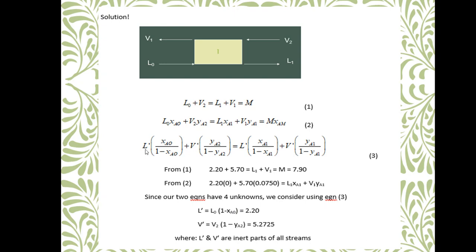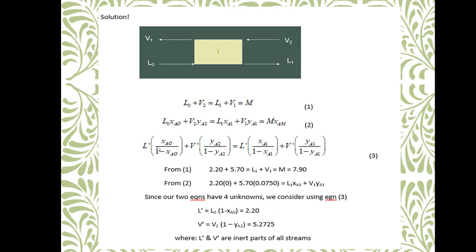We need to determine the inert amounts of the stream. So the inert amount for water is still the water itself because XAO is 0. The inert part of the air and the gas is the total value that enters times 1 minus YA2. And that should give us a value of 5.2725. Where is this coming from? That's your 5.70 times the quantity 1 minus 0.0750. That should give you this one.